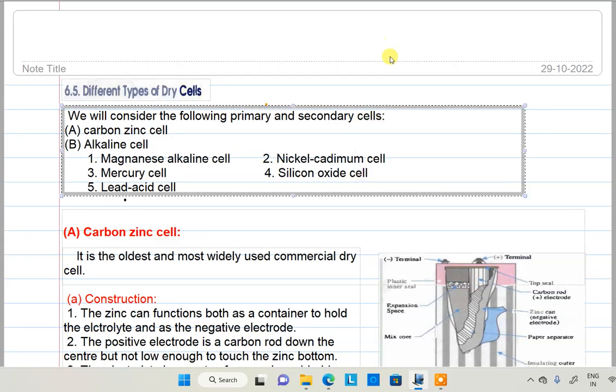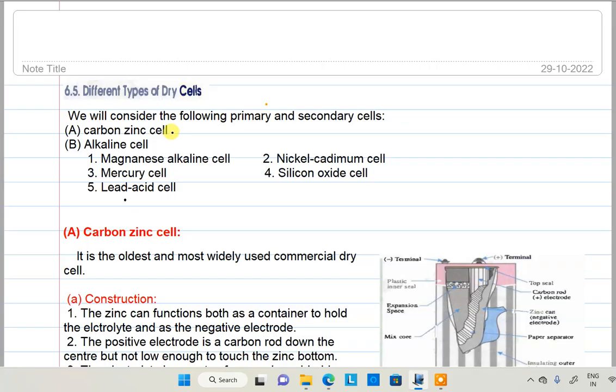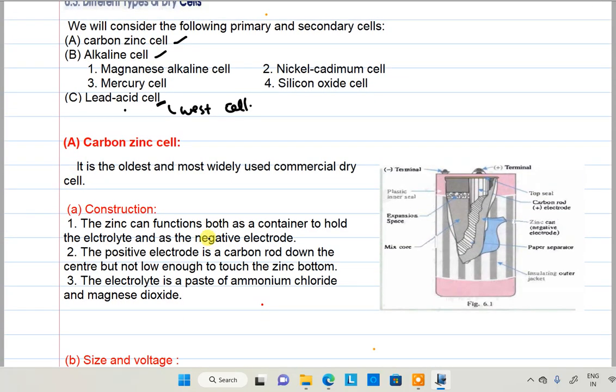In this particular case, we have different types of cell: carbon zinc cell, alkaline cell. We have four types: manganese alkaline cell, nickel cadmium cell, mercury cell and a silver oxide cell. After that there is a wet cell, the lead acid cell. So these are the dry cells, and only the lead acid cell is a wet cell.